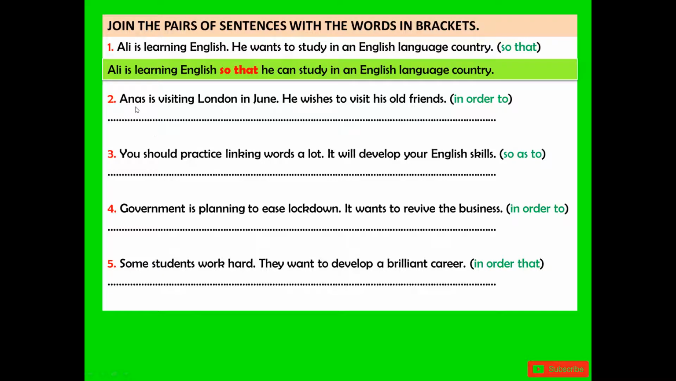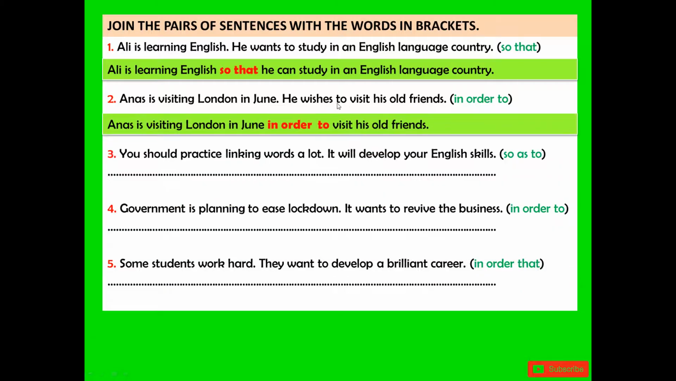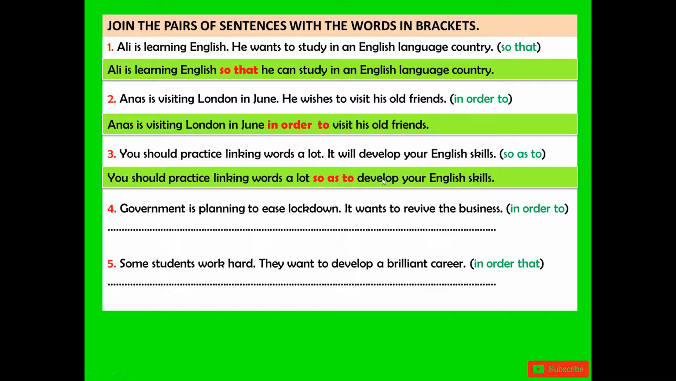We can say, Anas is visiting London in June in order to what? To visit his old friends. The purpose is the visit, right? In order to visit his old friends. Three, you should practice linking words a lot. It will develop your English skills, so as to. So the reason here, or the purpose, is to develop your English skills, right? So you should practice linking words a lot, so as to develop your English skills.